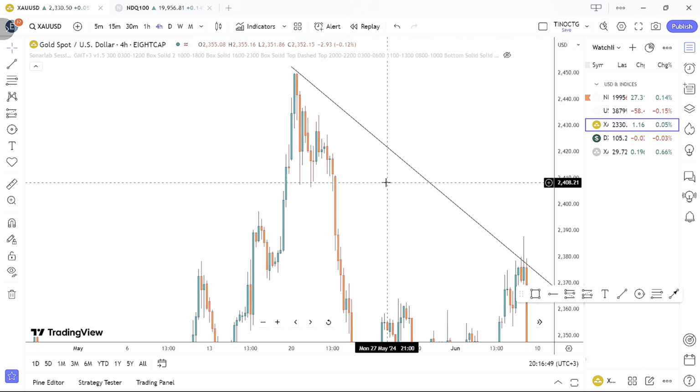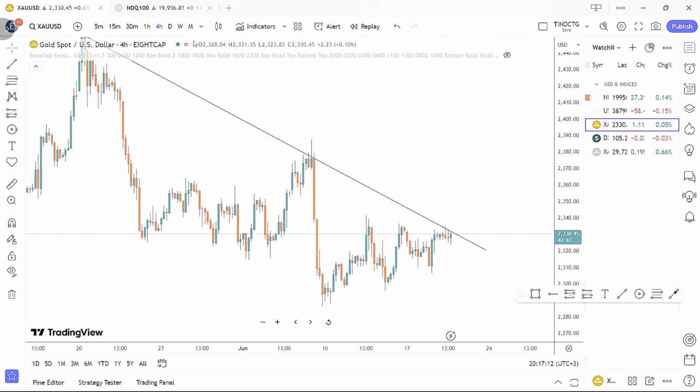So you see, body to body, and then this is what it looks like. So yeah, like this, right? If you draw wick to wick, it's going to be a different trend line entirely, right? So right now you can see that, yes, this is all the touches that we have over here.